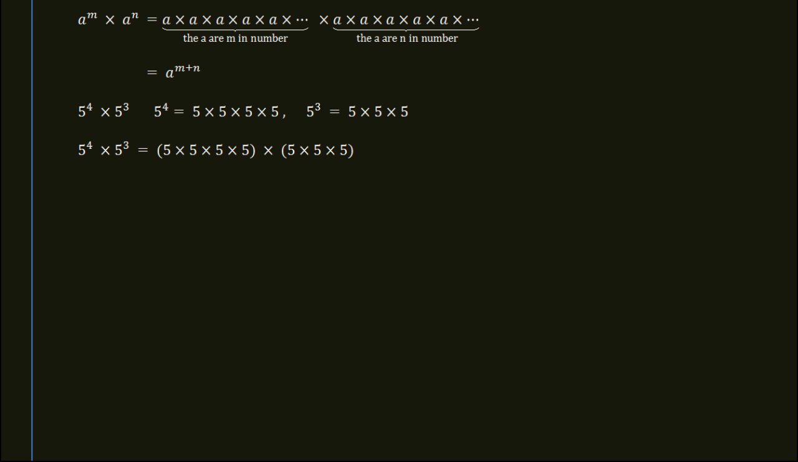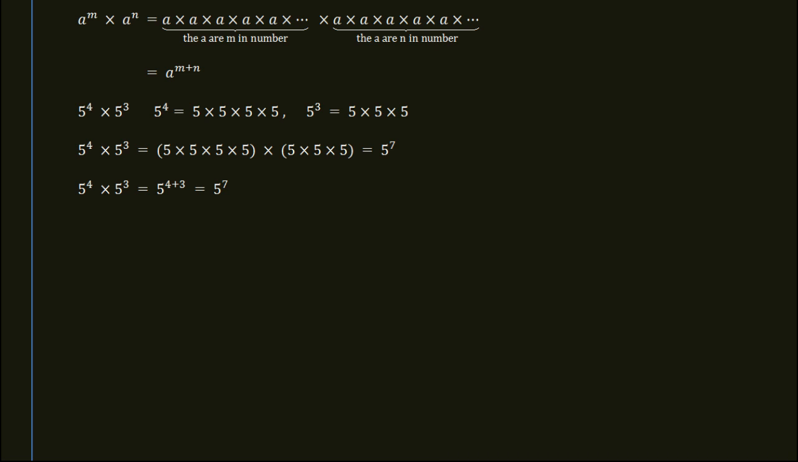Therefore we have 4 5s together with 3 5s in multiplication, making a total of 7 5s. So we shall write 5 to the power 7 as the answer, because 5 to the power 7 means 7 5s in multiplication. So if we are asked to solve 5 to the power 4 times 5 to the power 3, we shall write as part of the solution 5 to the power 4 plus 3, which shall be equal to 5 to the power 7.